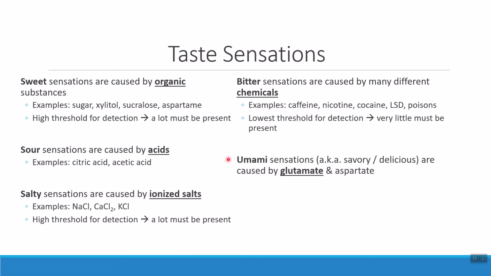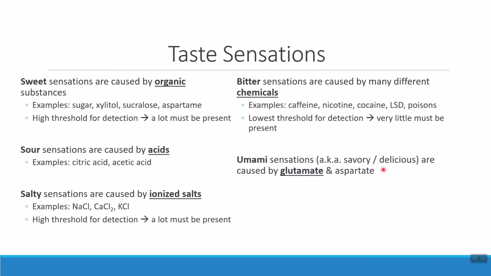The final taste sensation is a fun taste sensation. We don't actually have an English word for it. The closest to it would be savory or delicious. But the word that we actually use for this sensation is umami. So umami is the taste sensation that's triggered by the amino acids glutamate and aspartate.